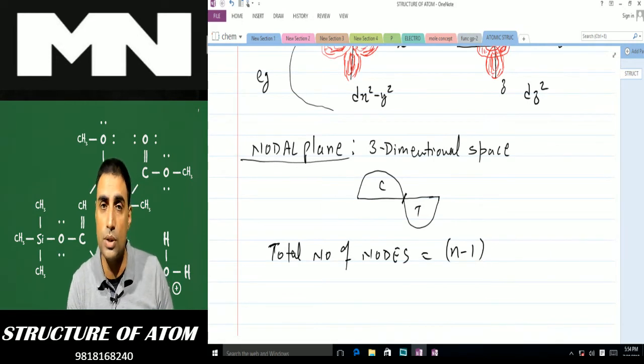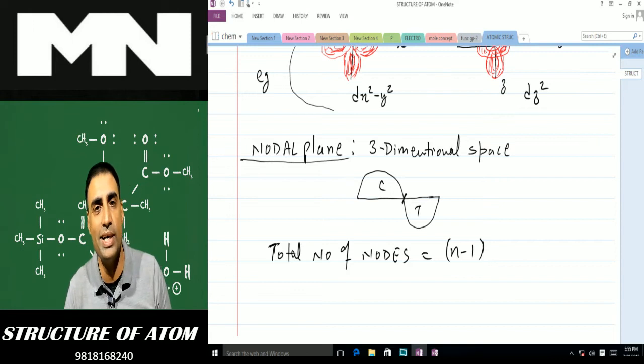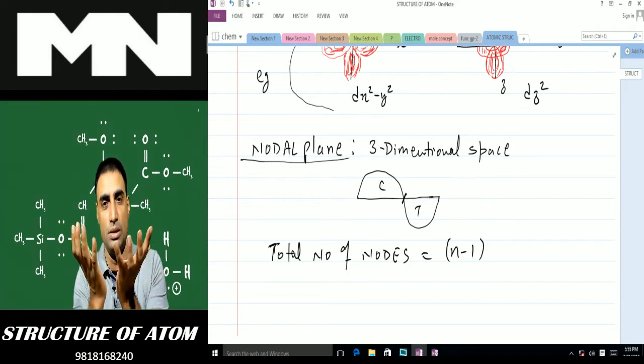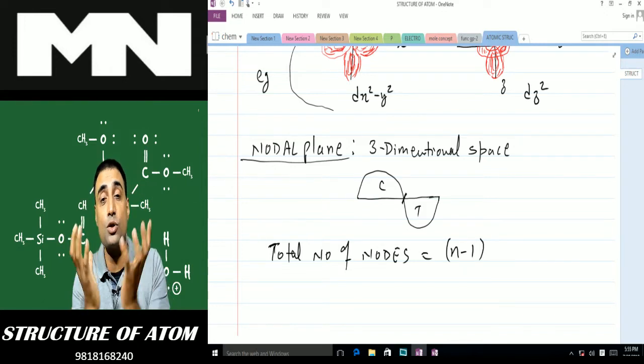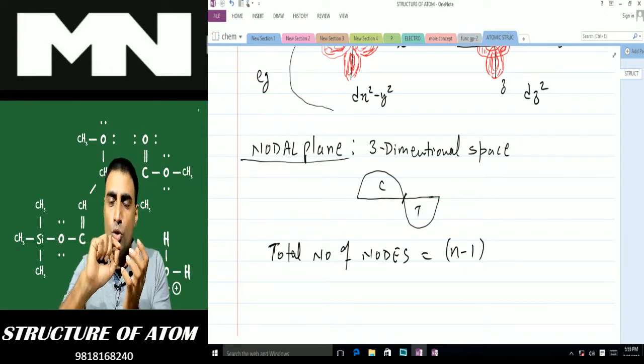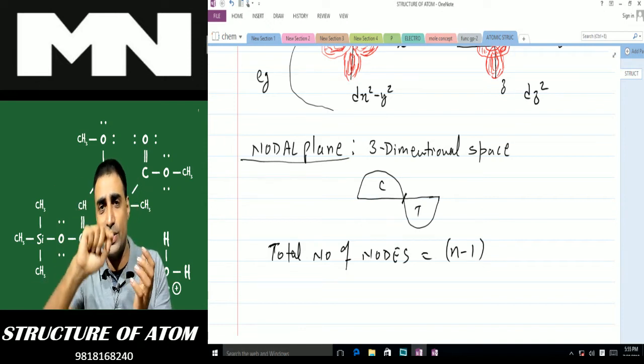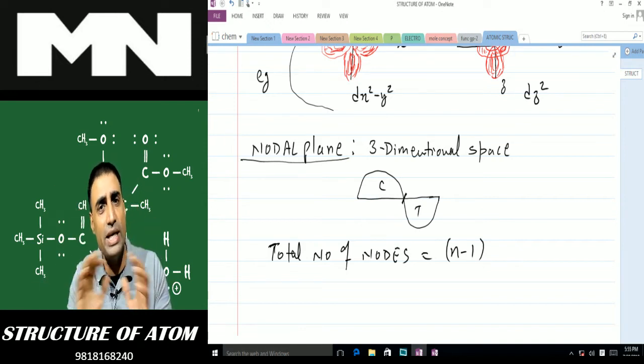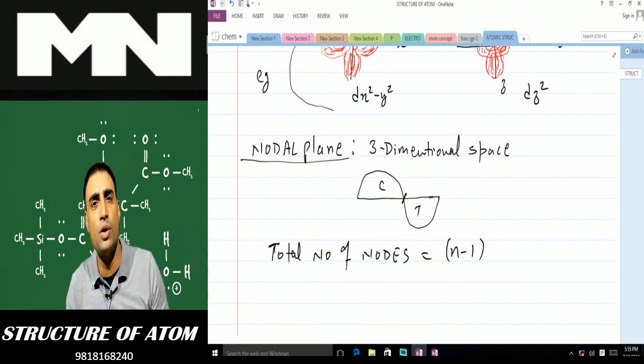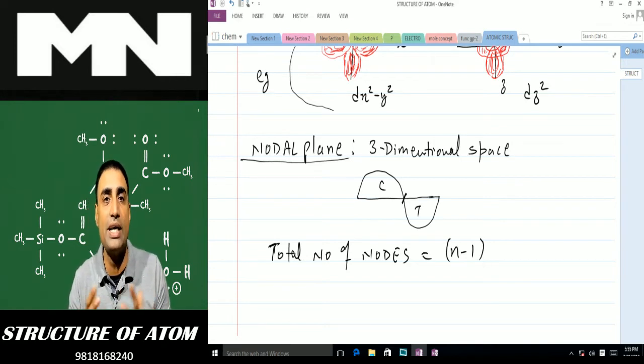The total number of nodes is made up of radial nodes and angular nodes. Radial node basically deals with the s subshell because it is spherical. So a sphere has got a radial probability. Depending on the radii, you move in any direction in a sphere, and the probability of finding an electron will vary in the same manner. That means you have got a radial probability, and when you have a radial probability, you will have a radial node.